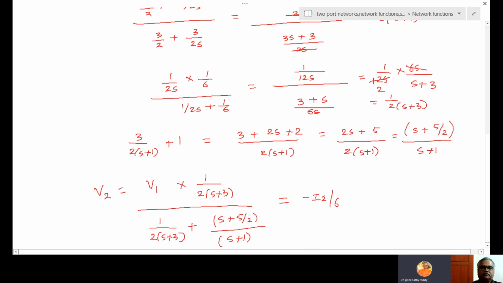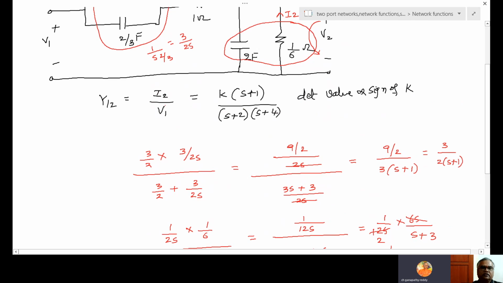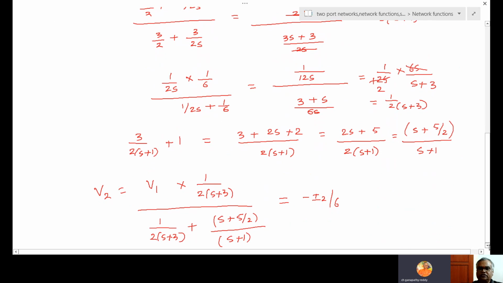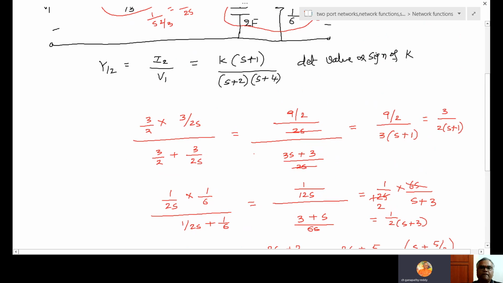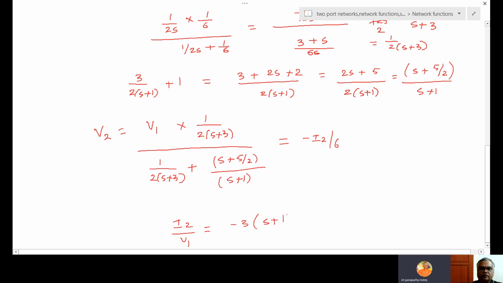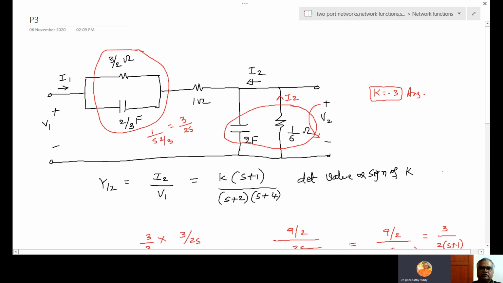So what we want is V1 by I2. The question is I2 by V1. So simplify I2 by V1, you find out. Just for saving the time, when you simplify, you will get I2 by V1 answer will be minus 3 into S plus 1 by S plus 2 into S plus 4. So if you compare, what is the K answer? Minus. So just this simplification, you do it, you will get the answer. So this is how you can find out. This step is only important.